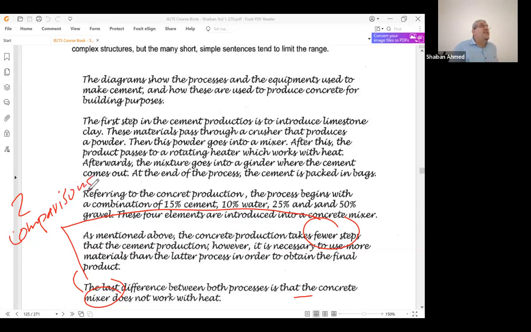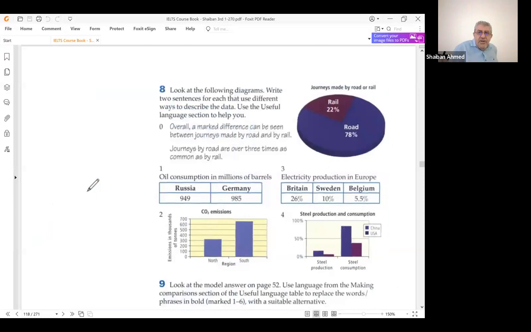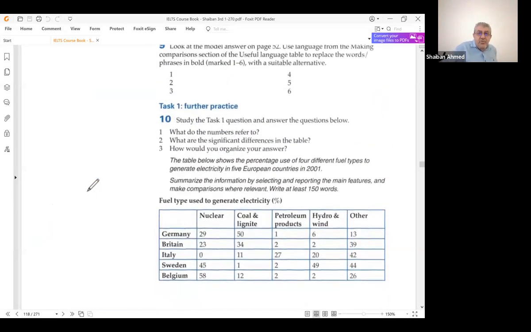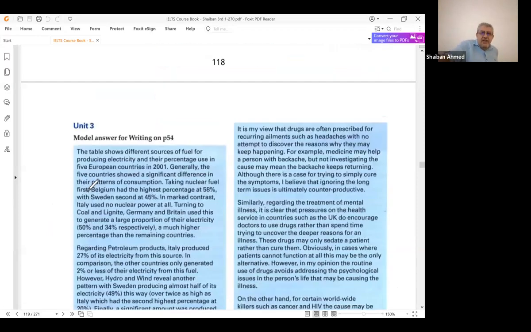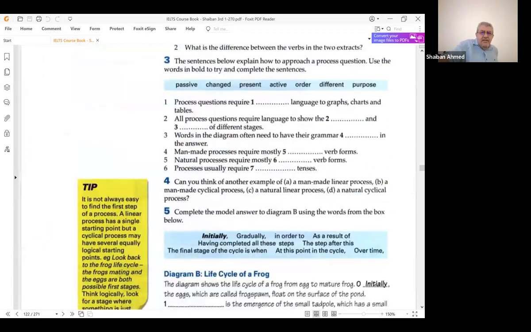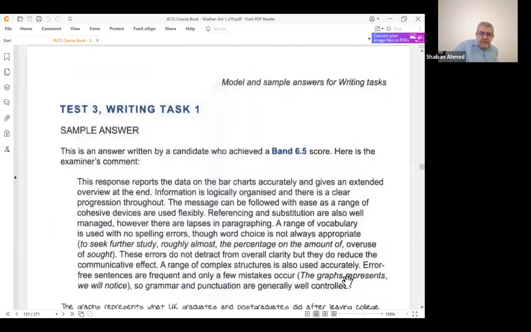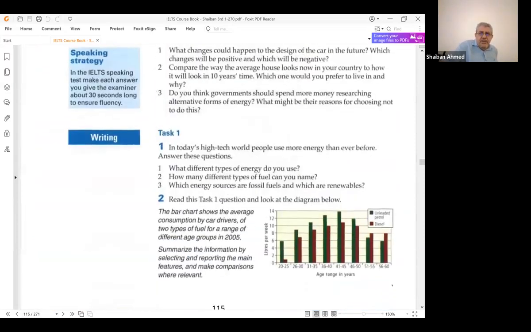You remember the bar chart when we talked about two comparisons in here about the usage of, if you remember the one we talked about, this one here. How many comparisons? Too many. And the other one about the oil, the consumption of, where is it here? This one here.